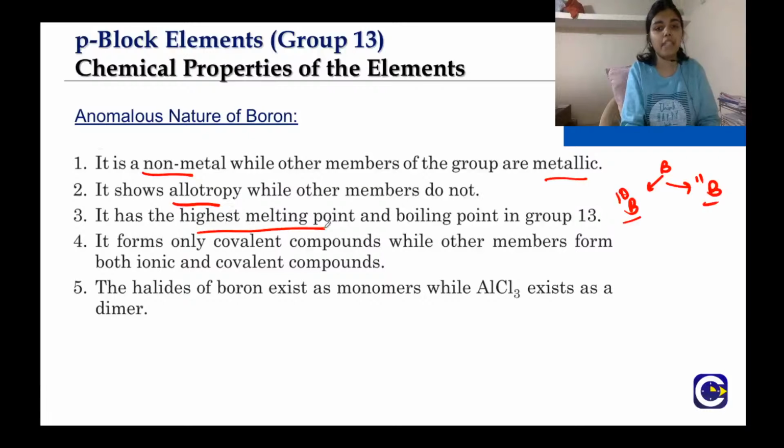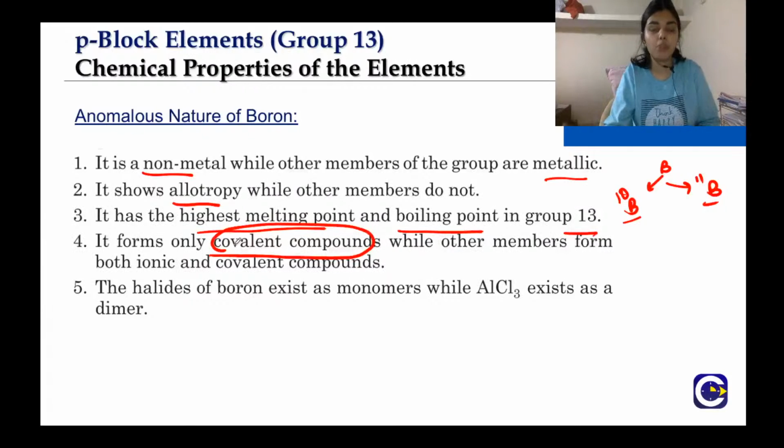Now it has the highest melting point and boiling point in group 13. It only forms covalent bonds, right? It only makes covalent compounds, while the rest of the members have the ability to form both ionic and covalent compounds, depending upon the electronegativity difference of the central atom and the side atom, right?